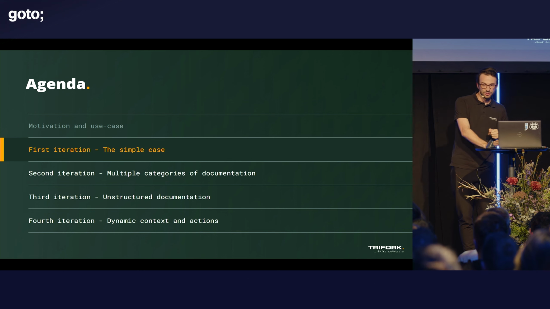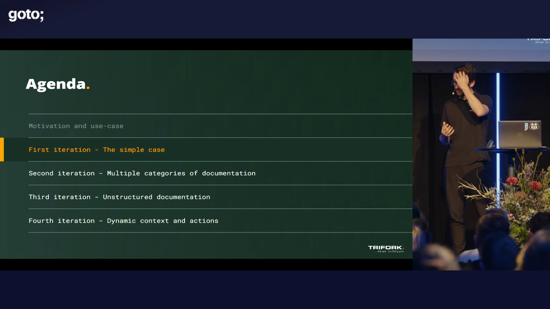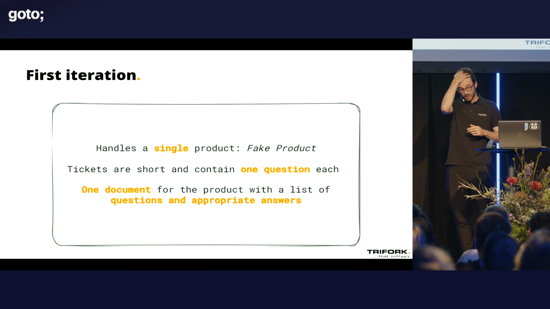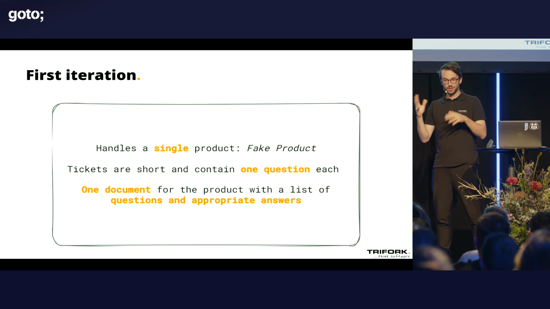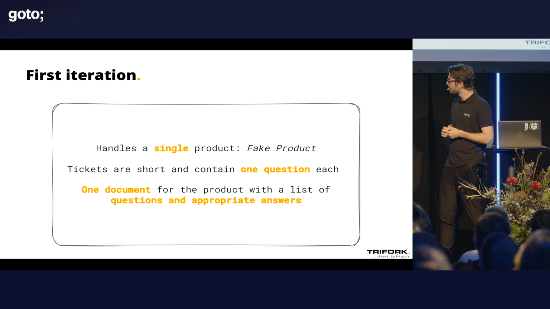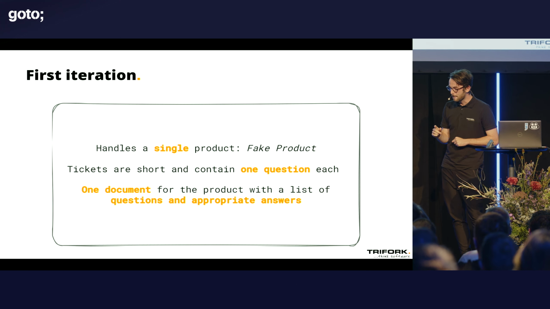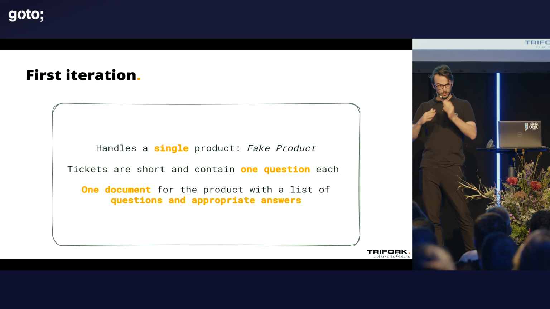All right. So, as with most machine learning, and I would say all machine learning, usually you want to start simple and see if that works. The first iteration of the use case, we have a single product called fake product. All these documents are just generated using LLMs. The tickets are short and they always only contain one question. This is quite important. And we only have a single document that has a structured list of questions and answers. So it's pretty structured.